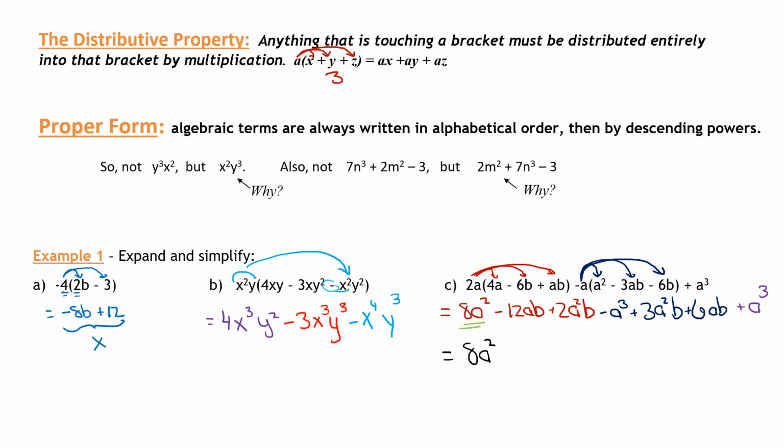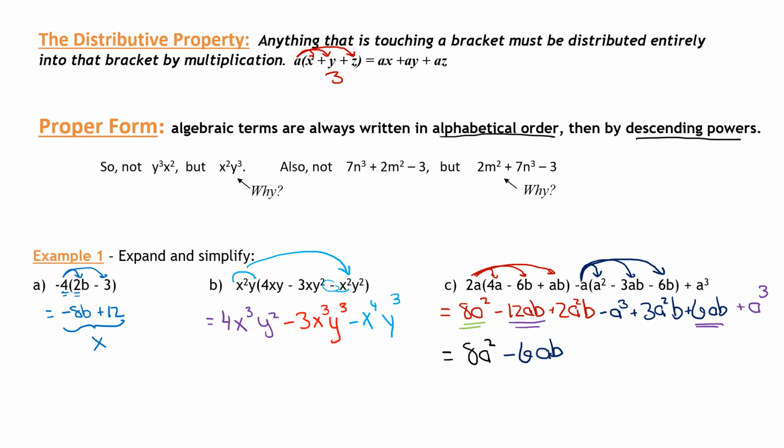Okay, now if you look back up to the proper form line, the algebraic terms are written in alphabetical order, then by descending powers. So alphabetical order, I've got to stick with the a terms here. Actually, I'll reorganize it in my next step. Let's just keep going and collect here. Okay, let's go with the 12ab. This is an ab. Are there any other just abs here in the list? Yes, right here. So we've got a negative 12ab plus 6ab. That's going to give us negative 6ab.